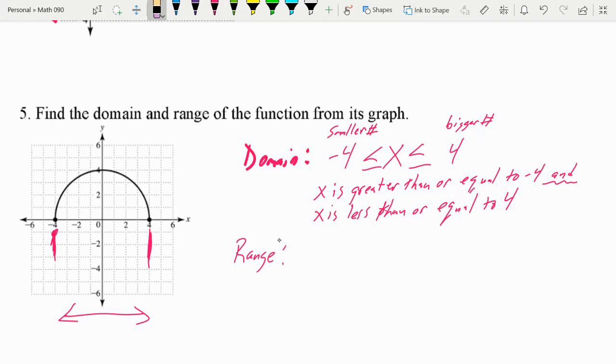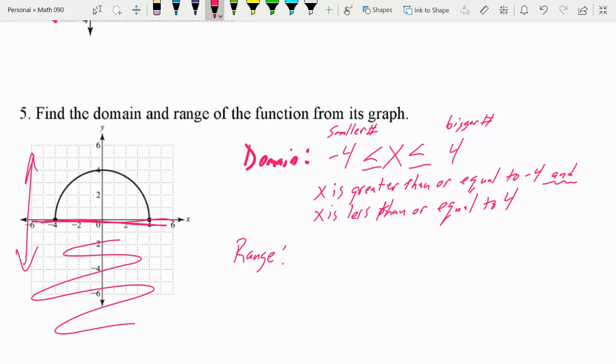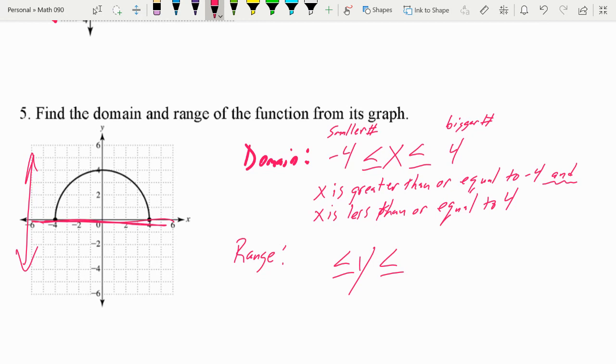Now the range. Let me erase all this. Range. Now remember, range goes up and down. Is there a starting point? Yes, there's my starting point because there's nothing underneath the x-axis. So where am I starting? Again, my smaller number. So I have y in the middle, greater than or equal to, less than or equal to. So what's my smaller number?